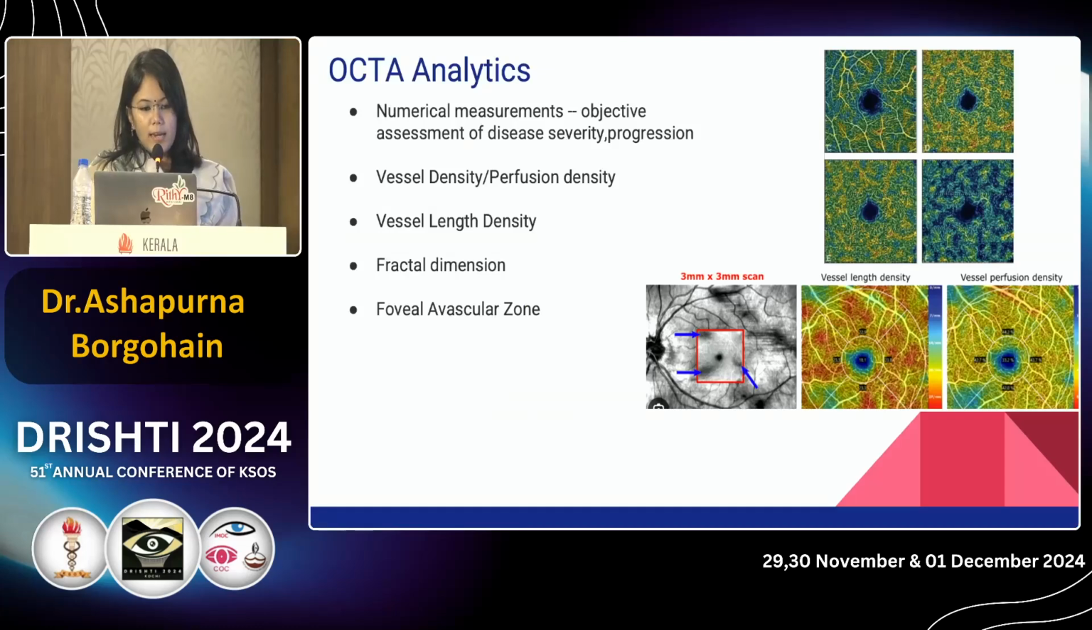A little bit about OCTA analytics. OCTA also helps us give some numerical measurements which help to objectively assess disease severity and progression, and also help in documentation and follow-up of a disease.